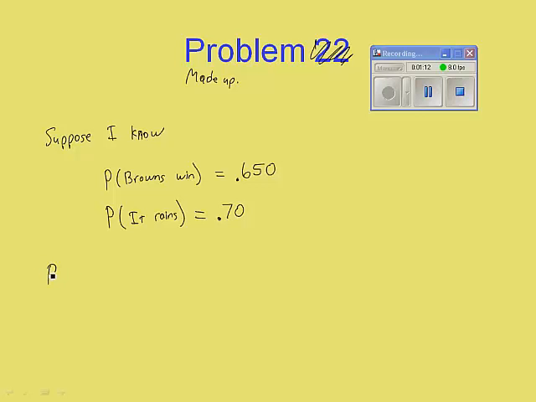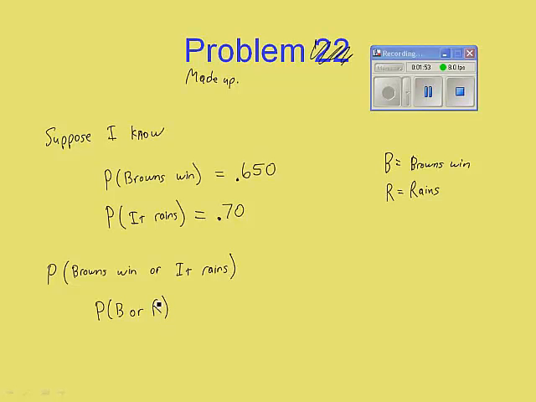Okay, let's compute the probability that the Browns win or it rains. That's kind of a weird thing to compute, but I could do it. For shorthand, let me say that B is the event that the Browns win. And let's let R be the event that it rains. And then what am I computing? B or R. What does the addition rule say that's going to be? Probability of B plus the probability of R minus the probability of B and R.